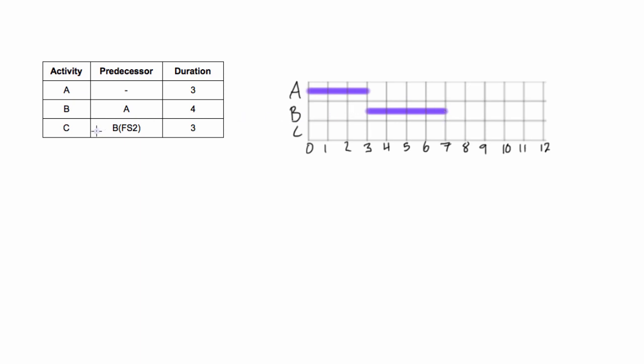Now we have C. Activity C depends on B, but it's a finish to start relationship with 2 days of lag. So that means, like I said before, we have to wait 2 days after activity B ends until activity C can start. So we find the end point here, it's at the 7, and you go 1, 2. This will be our lag of 2 days, and then this is where activity C will start, and it's 3 days long, so we'll go 1, 2, 3, just like that. Alright, now let's draw in our PDM network diagram.